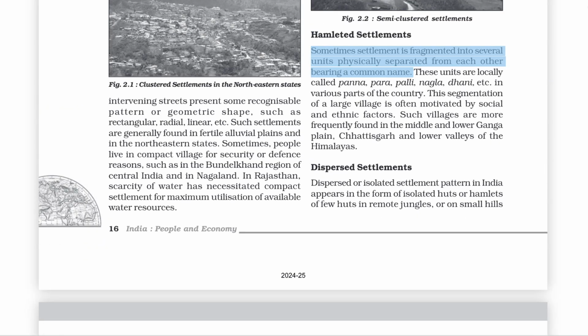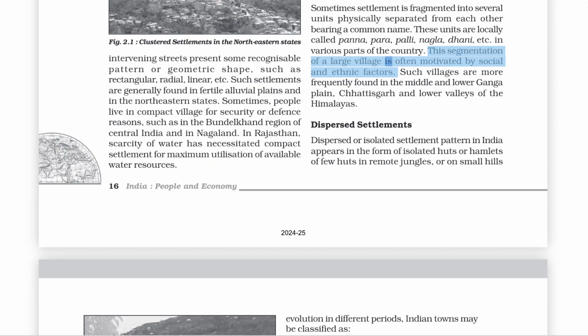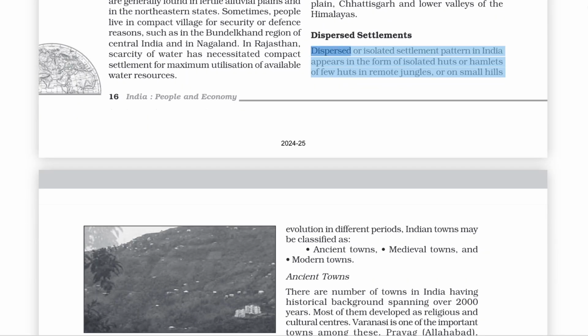Hamlet settlements. Sometimes settlement is fragmented into several units physically separated from each other bearing a common name. These units are locally called Panna, Para, Pali, Nagla, Dhani, etc. in various parts of the country. This segmentation of a large village is often motivated by social and ethnic factors. Such villages are more frequently found in the middle and lower Ganga plain, Chhattisgarh, and lower valleys of the Himalayas. Dispersed settlements. Dispersed or isolated settlement pattern in India appears in the form of isolated huts or hamlets of few huts in remote jungles or on small hills.